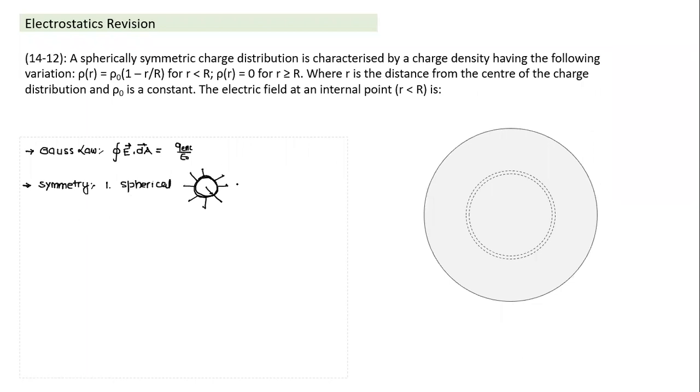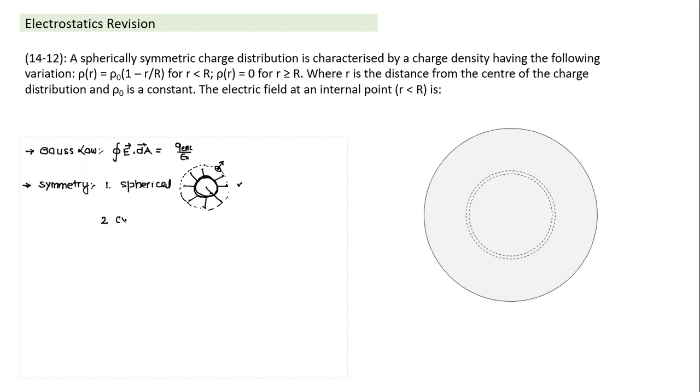Various questions have come on this. In case of spherical symmetry, to take advantage of it, we typically choose a concentric Gaussian surface, a concentric spherical shell. The important point is that for every small area we take on the Gaussian surface, the field is perpendicular to the surface. The angle between field and area vector everywhere on the surface is 0 degrees, so the dot product becomes easy. This is something we will go through.